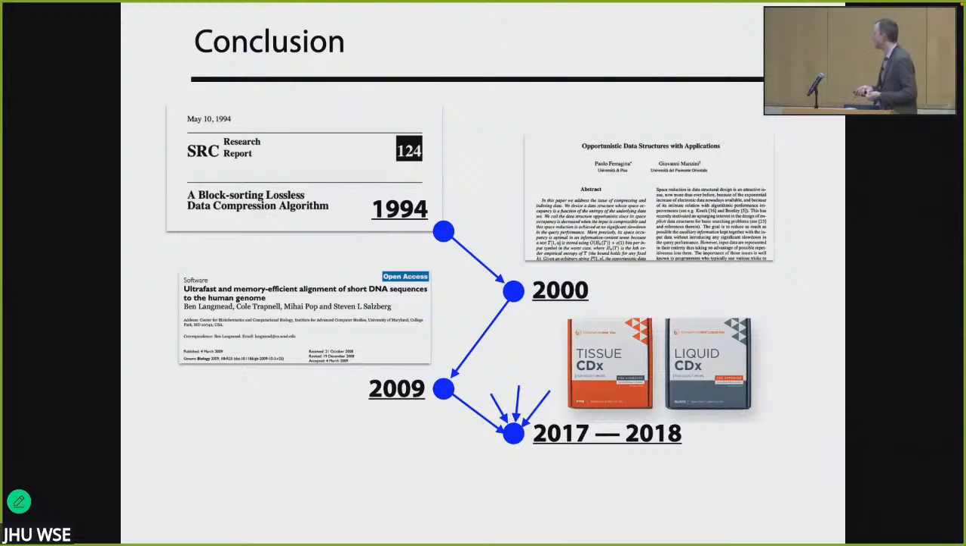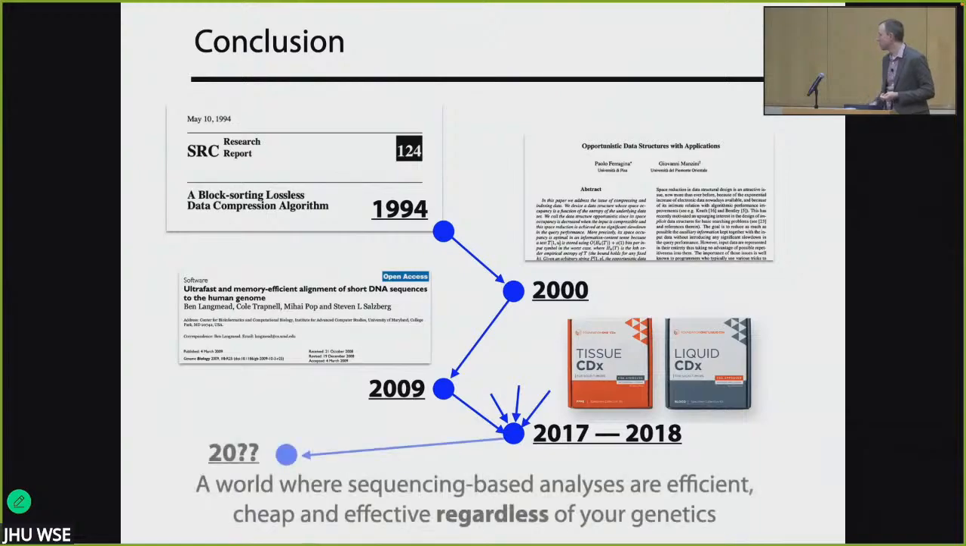And so if we're going to make a similar trip into the future, I would argue that we're following essentially the same path. And we can arrive using things like the Burrows-Wheeler transform and other ideas in a world where sequencing-based analyses are efficient, cheap, and effective, regardless of your genetics, right? You don't have to look like the reference genome to get a good answer back from your assay, which is good because that's what's going to make it effective for every part of the genome, not just the easy parts, and for people of every genetic background.